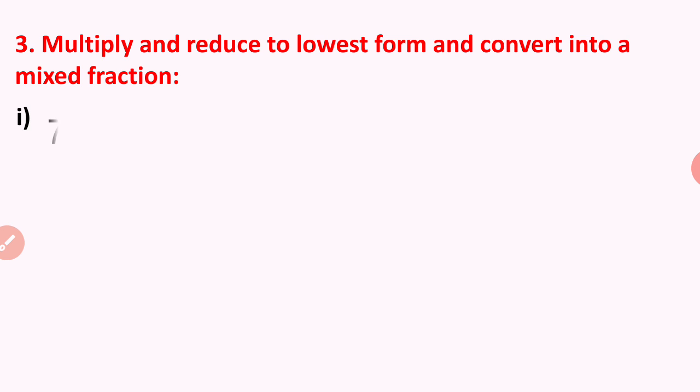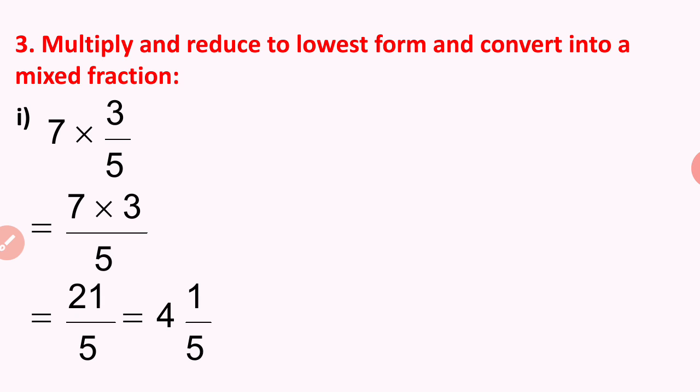Now here we have the numbers and we are supposed to multiply. We have just now learnt that the whole number is always supposed to be multiplied by the numerator. So let us multiply it by the numerator. 7 3s are 21 upon 5, which remains as it is. If we convert 21 upon 5 into a mixed fraction, it will be 4 integer 1 by 5. We have converted in this case because the question is multiply and reduce to the lowest form and convert into the mixed fraction. So you have to convert it into the mixed fraction because it is told in the question.